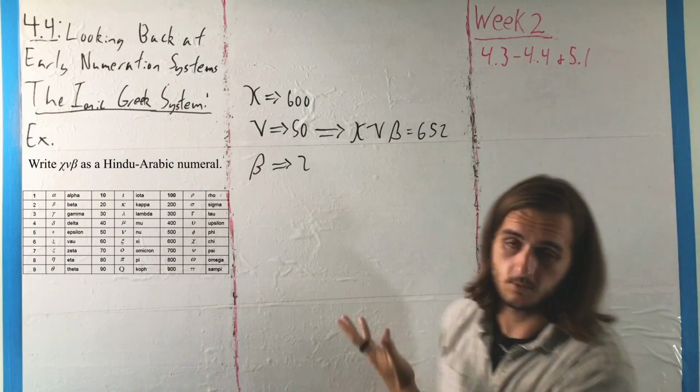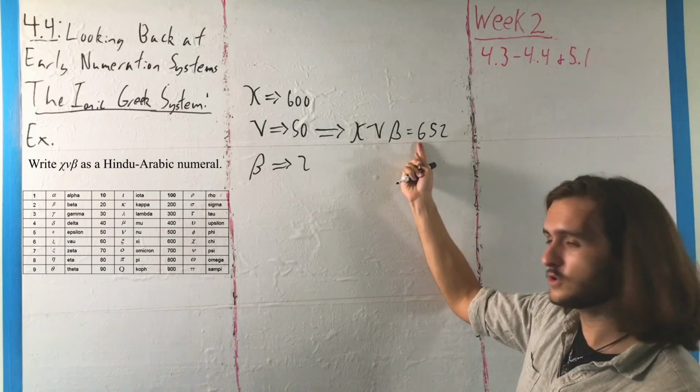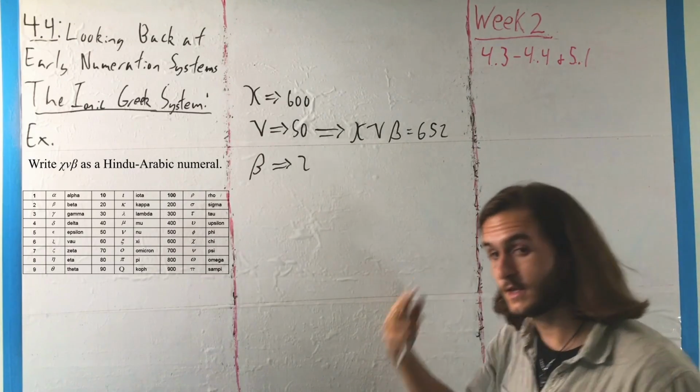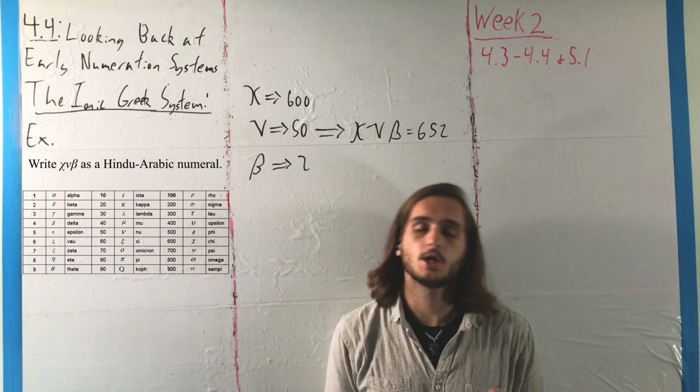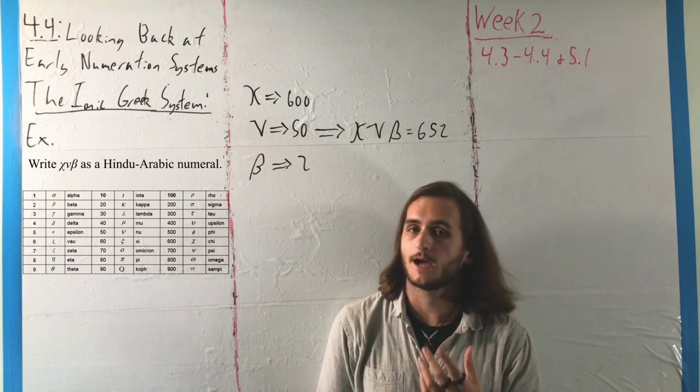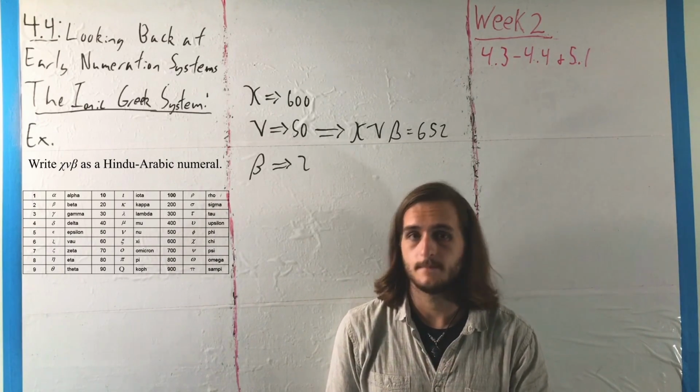If you want to go the other way, it would work in the same way. You'd identify the hundreds value, the tens value, and the digits value. But that's all we're going to get for chapter 4. Next, we're going to move into chapter 5, where we're going to start talking about a new topic called number theory. That's what we're getting next.